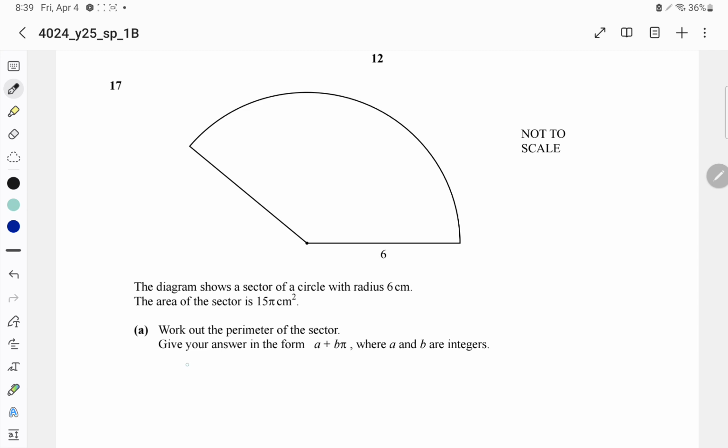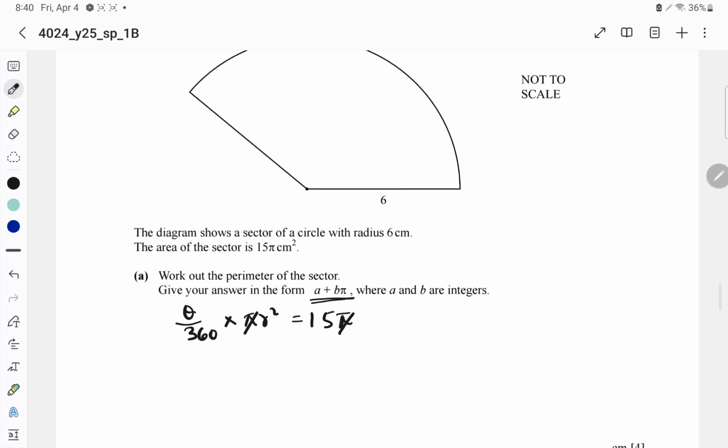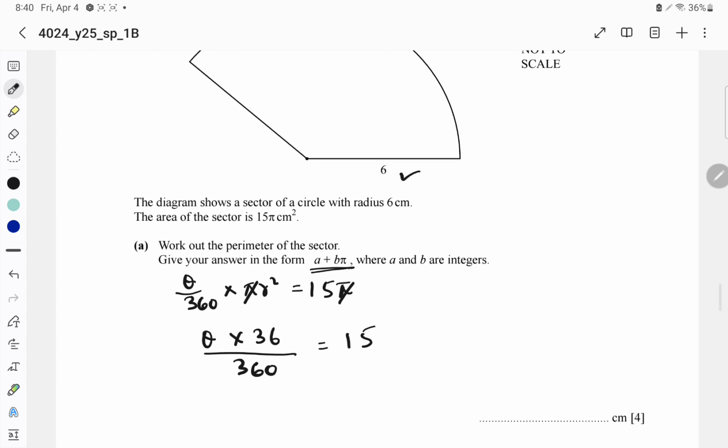Area of the sector is 15 pi, which means theta over 360 degrees times pi r squared is 15 pi. We have to give our answer in terms of pi, so keep writing pi as pi. Cancel wherever required. And 6 is the radius. So theta times 36 over 360 is equal to 15. So 36 times 10. Theta is equal to 15 times 10, which means 150 degrees is the angle.